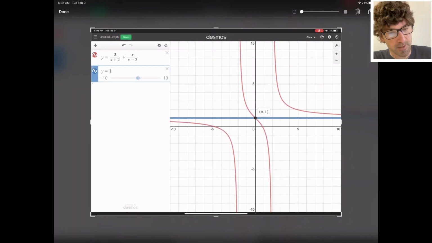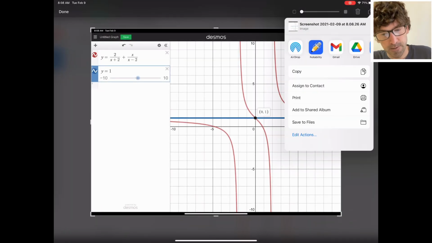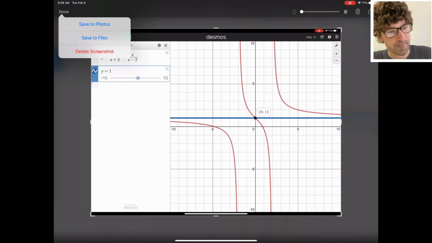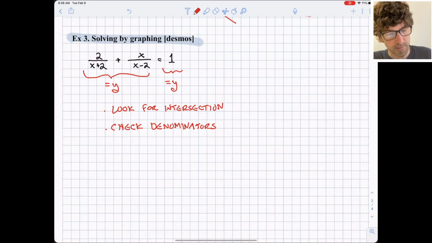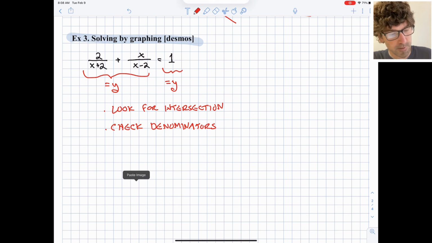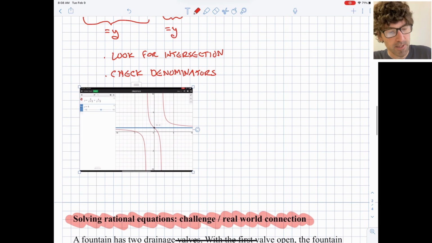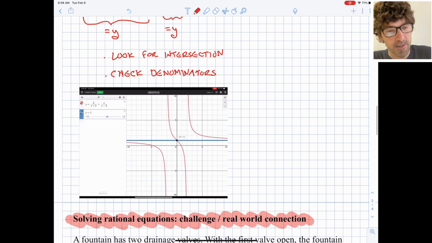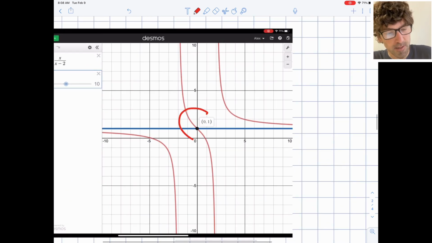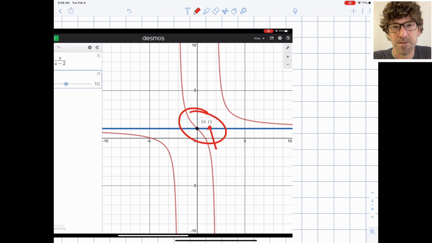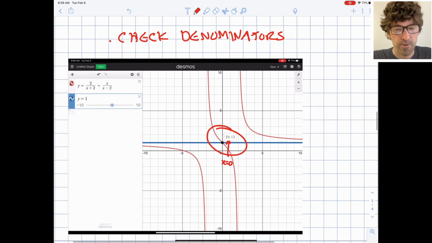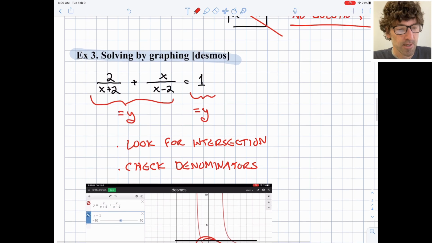So let me copy that over to my note app right quick. And so just to be clear here, that's our solution. We don't really care about the y value. I typed in y equals 1 as that horizontal blue line, right? But what we do care about is the x value, so x is equal to 0. So that's the solution to this equation, and then what we're going to need to do is just check to make sure that this works.